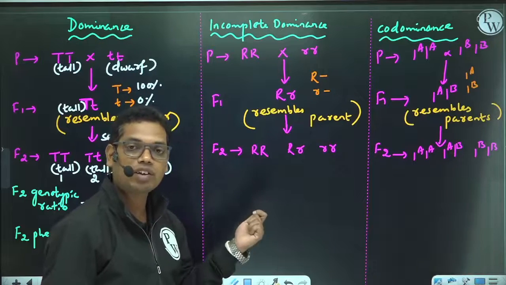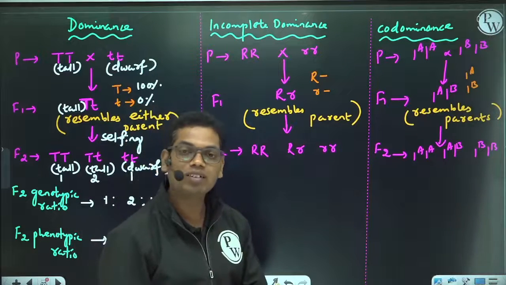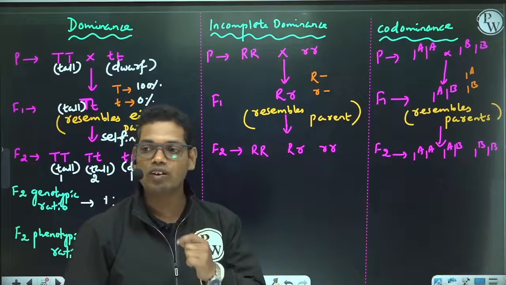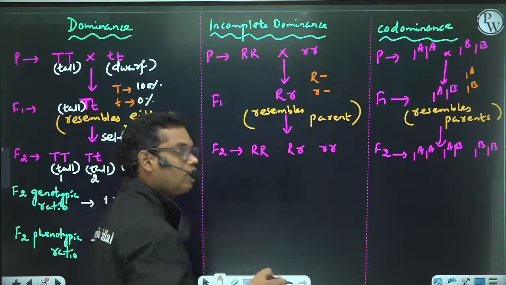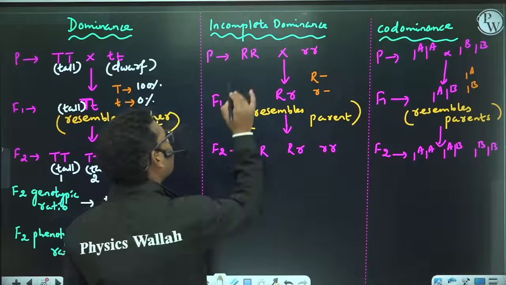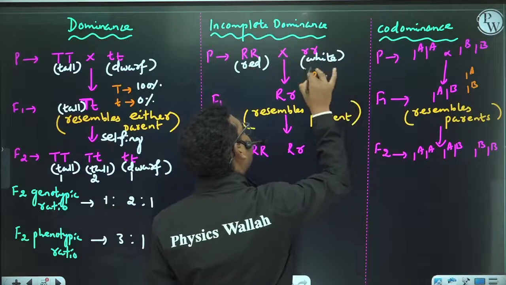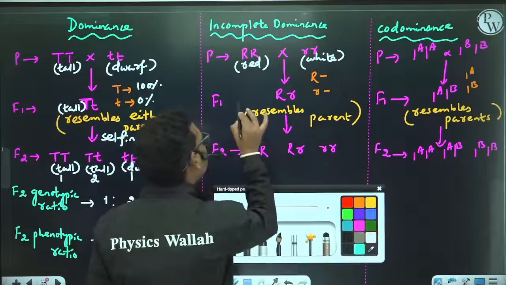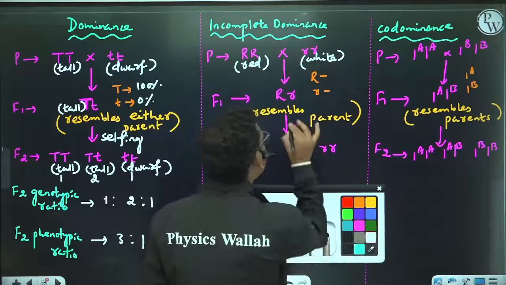Let me explain with the help of the example of Mirabilis jalapa. In case of Mirabilis jalapa, which is also known as 4 o'clock plant, the flower color is controlled by one gene, and that gene has two alternative forms, two alleles. One is capital R, second is small r. So this is parental generation, and the capital R is responsible for red flower, small r is responsible for white flower. So this one will be red, and this one will be white. Clear? And when we cross them, I will get the F1 generation, and the F1 generation is not red. This is pink in nature.